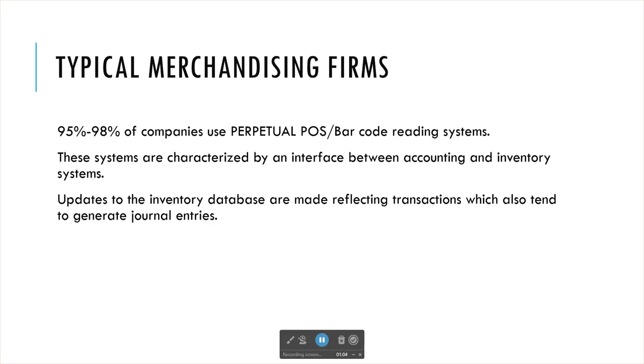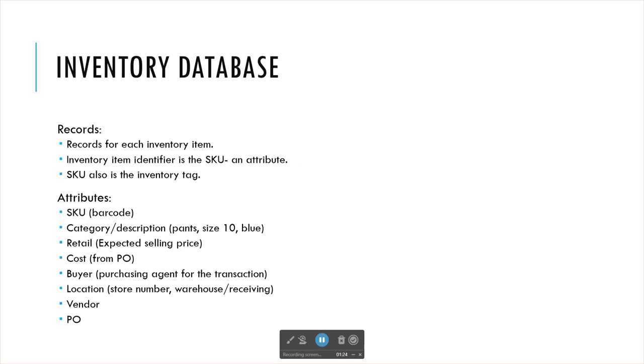So when you have a POS type system, you have this interface going on, because anytime you have a transaction that involves the inventory, you are going to scan those inventory items, and they will automatically generate journal entries. The inventory database then is a record by each inventory item. The identification for each inventory item is a SKU. That in itself is an attribute.